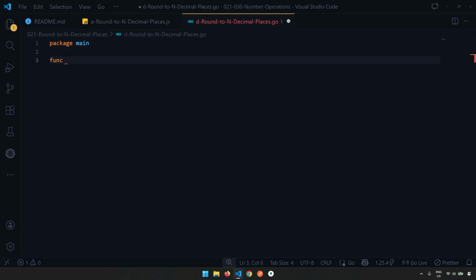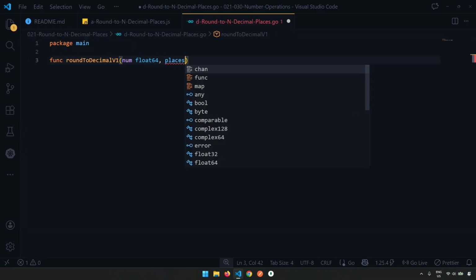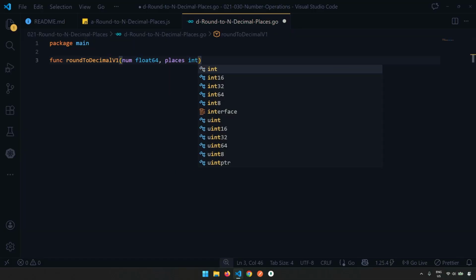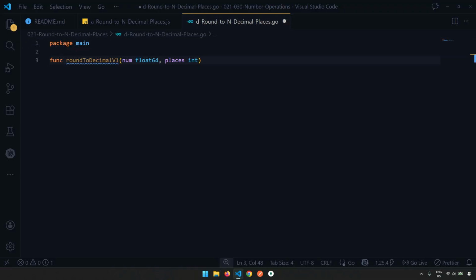Well, first off, we need to create our function. That's going to be round to decimal. We could say this is v1. What is this going to accept? It's going to accept a number. Now, number is going to be a floating point number. Therefore, I'm going to type annotate it as float32. Places is always going to be an integer. There we go. But what we produce, we could say, okay, I want to produce floating point numbers as well. So if it is 10, it's going to be 10.0. That's okay. Now, how do you go about this?